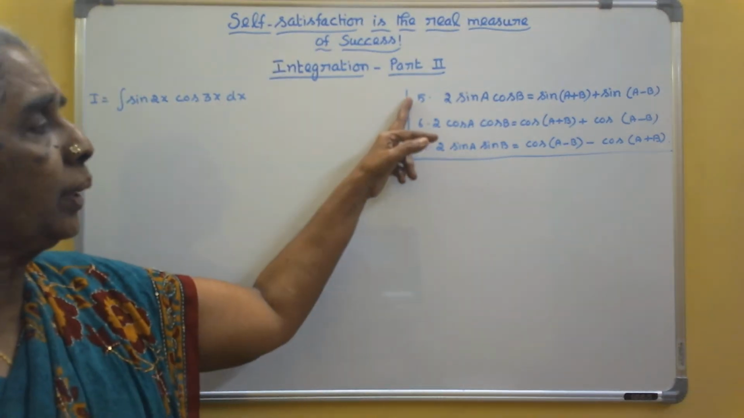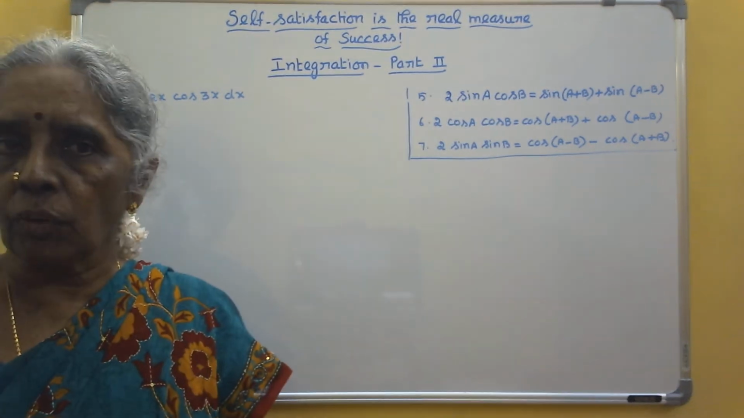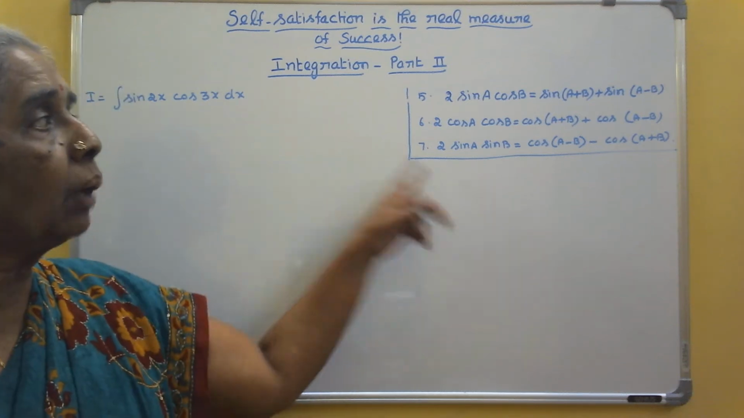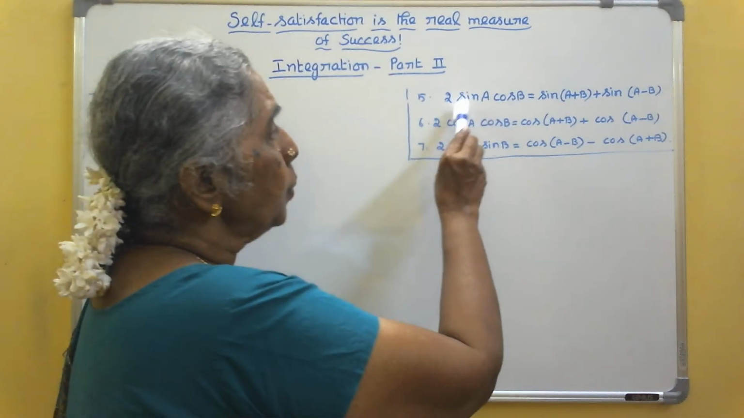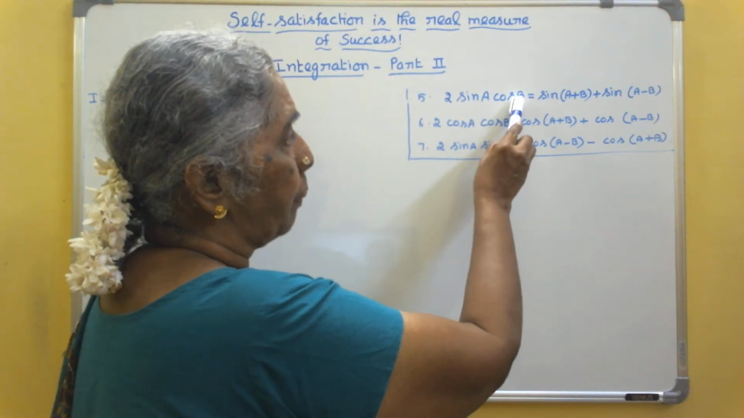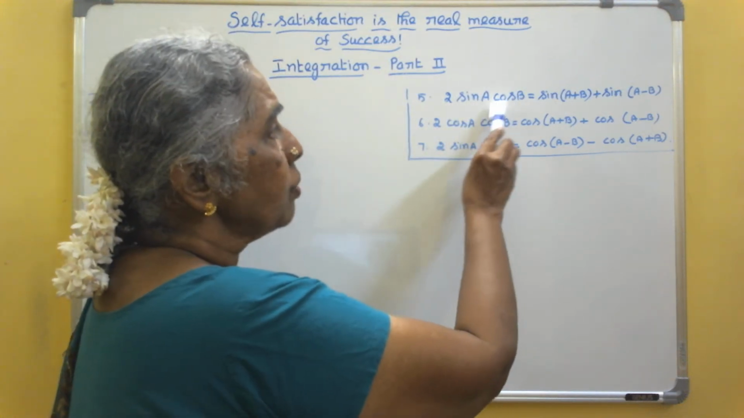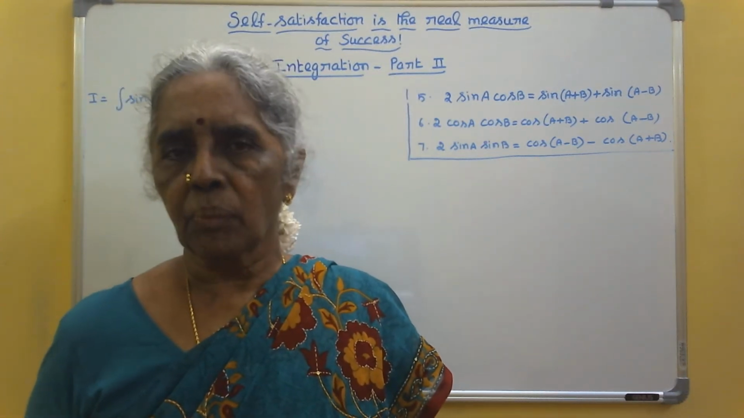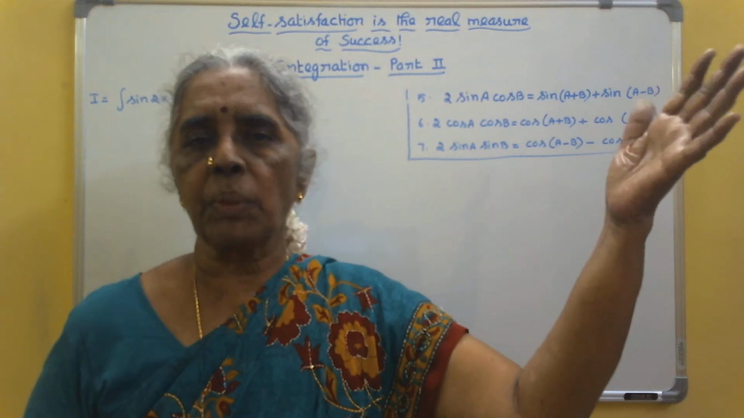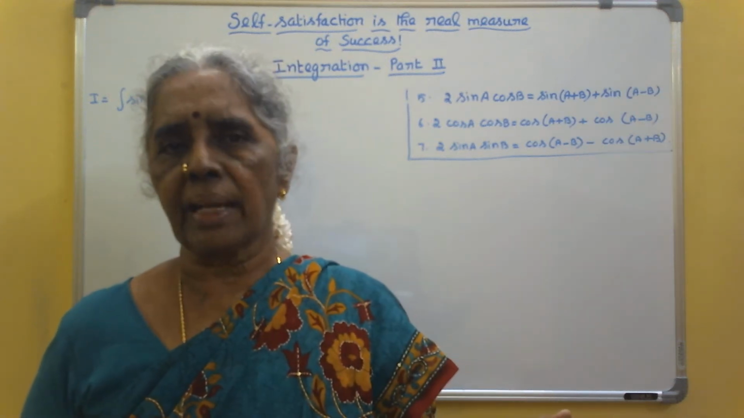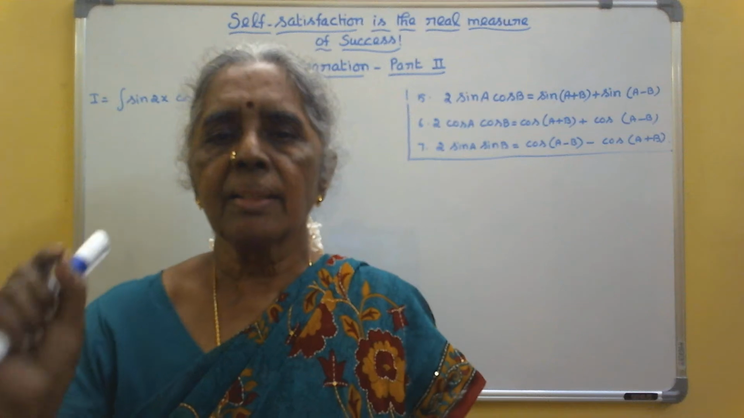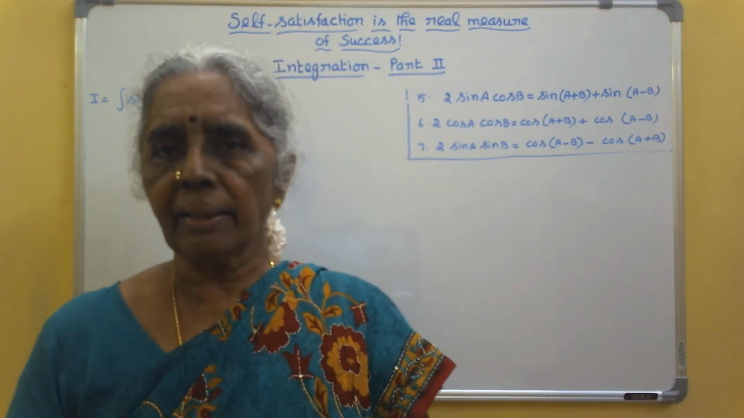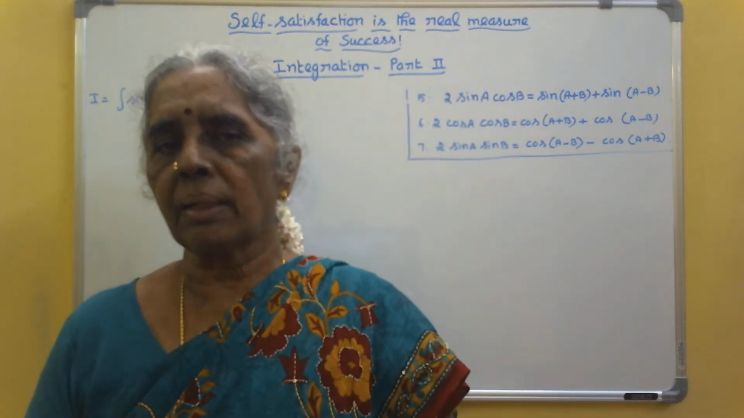For that, you need to know these 3 formulae. Already I gave you 4 formulae, which are trigonometric formulae, which you have to use in integration. Now 3 more. If it is a product of 1 sin and 1 cos, 2 sin A cos B is sin of A plus B plus sin of A minus B. You know the basic formula, sin of A plus B is sin A cos B plus cos A sin B. Sin of A minus B is sin A cos B minus cos A sin B. So that cos A sin B will get cut and you will get 2 sin A cos B, right?